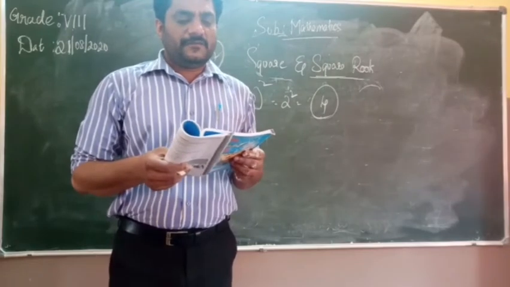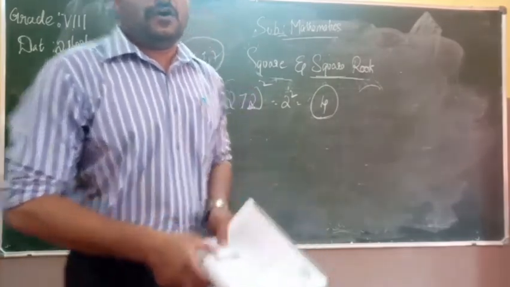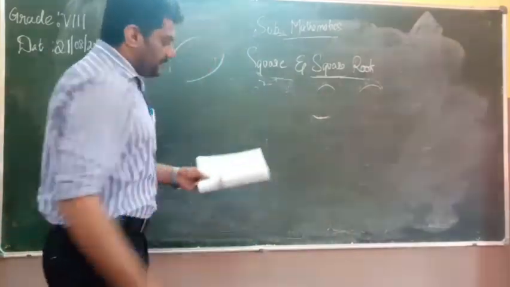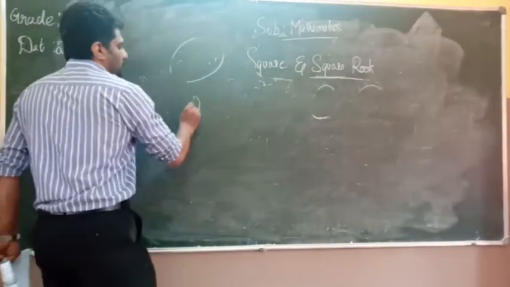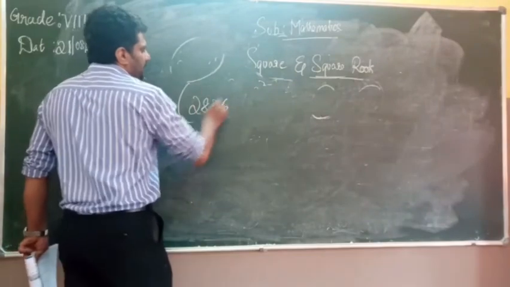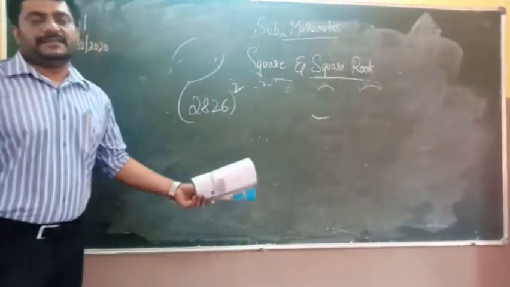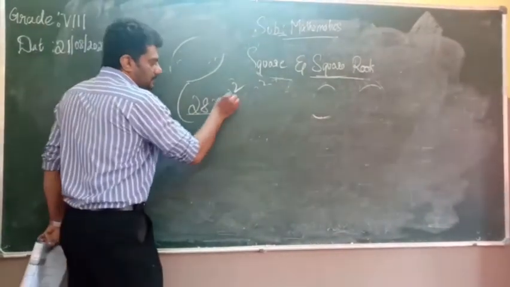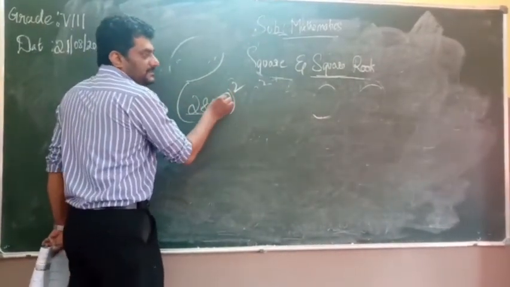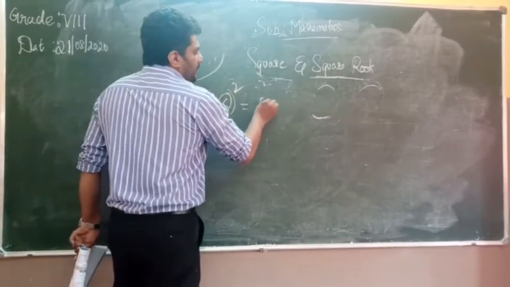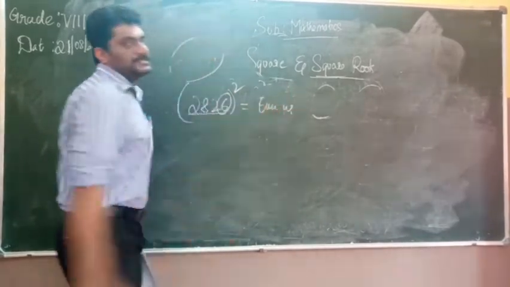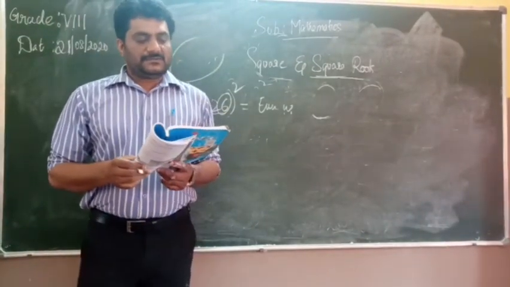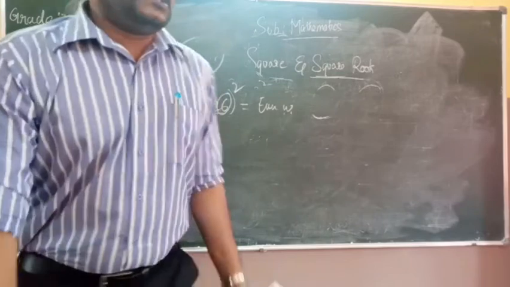The square of which of the following would be an odd number? They give a number, 2826. If I square it, will I get an odd number or an even number? Is this an even number? It is an even number. So the square of an even number is always an even number. Next one. Observe the patterns.